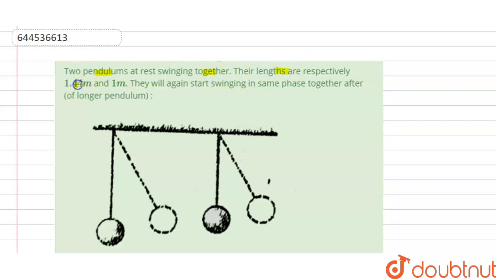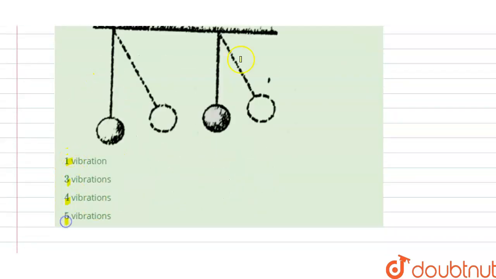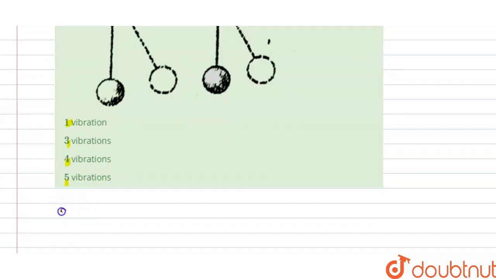Hello students, today our question is: two pendulums are at rest swinging together and their lengths are respectively 1.44 meter and 1 meter. They will start again swinging in the same phase together after how many vibrations of the longer pendulum? ABCD options are given here, so we have to find the correct option.